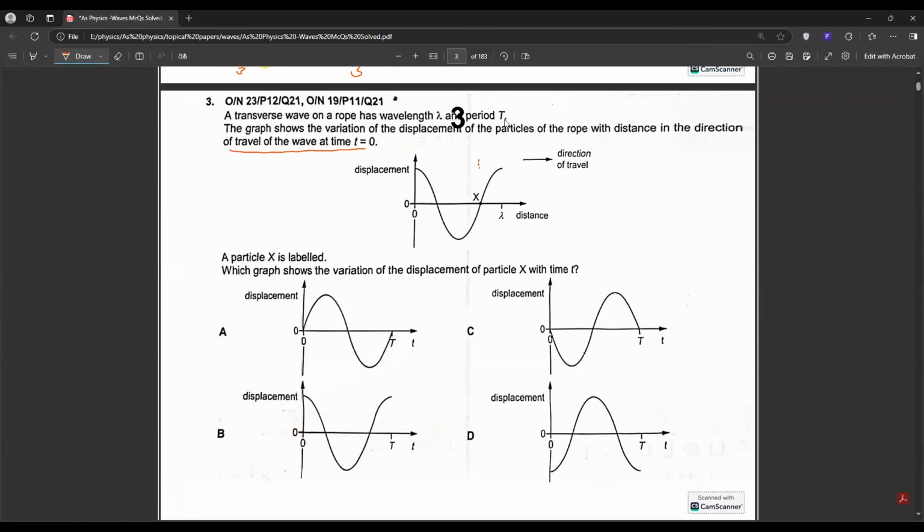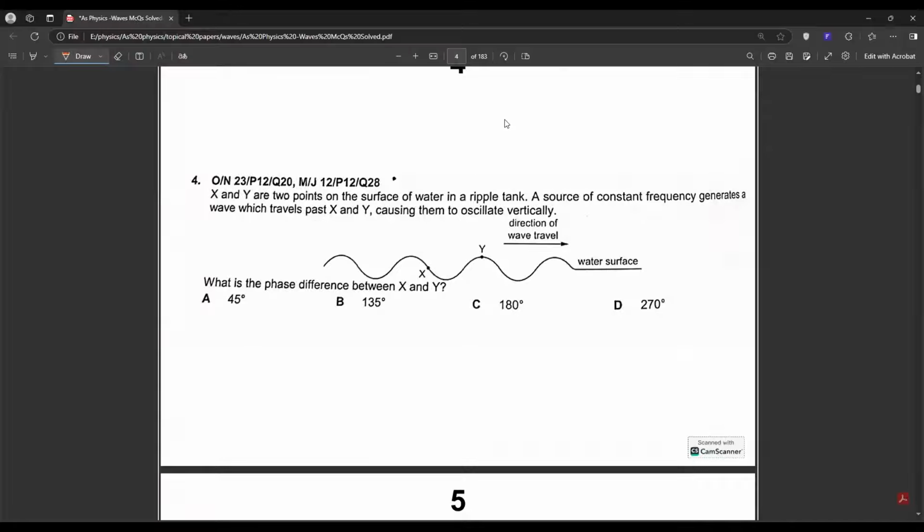So the easiest way to mark the displacement of x with time, what will you do? You will draw an imaginary line through it and you will reciprocate the wave at the back. Somewhat like this. Any options like that? C is your answer. C is your answer. Let's further move ahead. Let's see this.